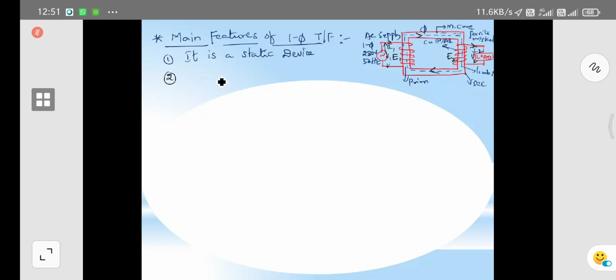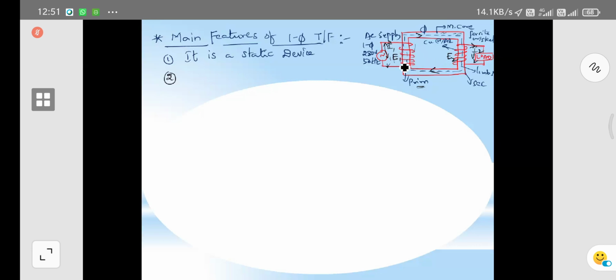Okay, the first point is that it is a static device. Already I explained here that it transfers the electrical energy from one circuit to another circuit through the medium of a magnetic field with a constant frequency.